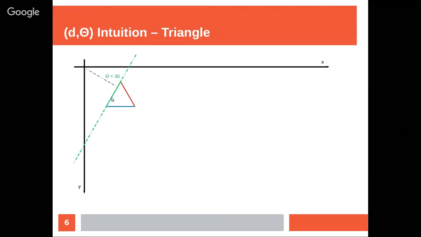And you might say, wait, what if you shift the triangle up? Doesn't that change theta? But it doesn't, because theta is always the shortest path line. It's not the shortest path distance. It's not the distance to a particular point. It's the distance to the shortest point on the line. So we'll always have theta as 30, even if we move this triangle around.